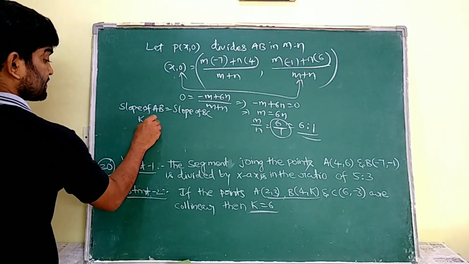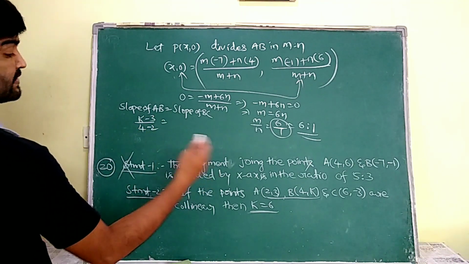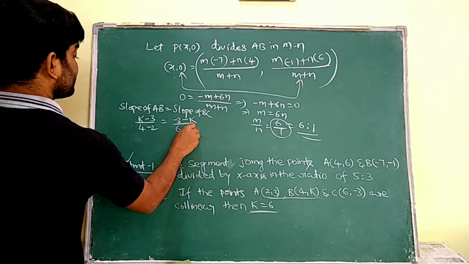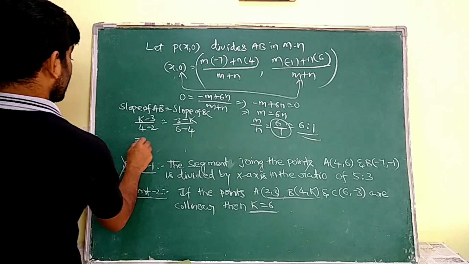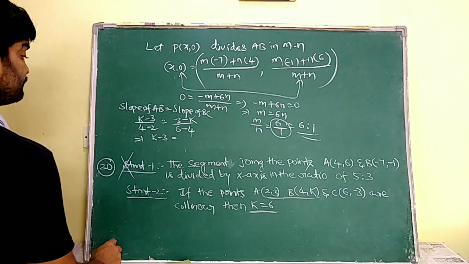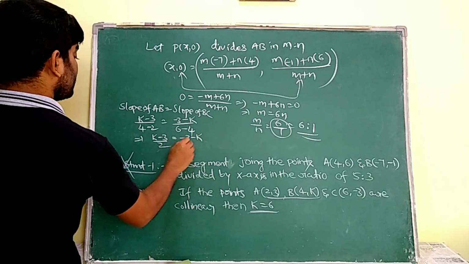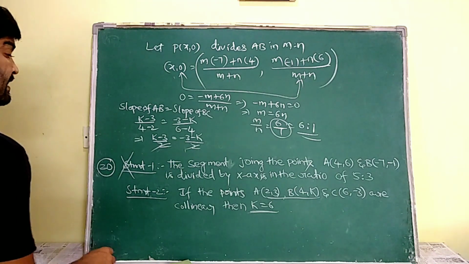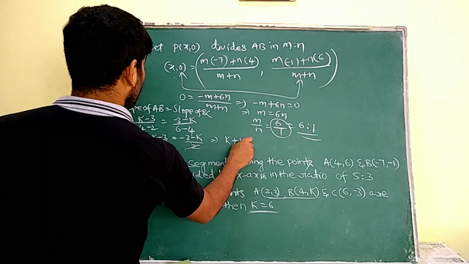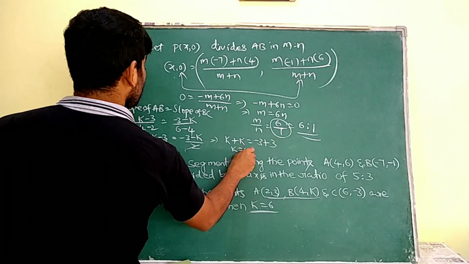That is K minus 3 by 4 minus 2. Its slope is equal to BC's slope, that is minus 3 minus K by 6 minus 4. That implies K minus 3 is equal to minus 3 minus K by 2. The 2 is going to be cancelled. Then bring this K to this side. K plus K is equal to minus 3 plus 3. That is K is equal to 0.